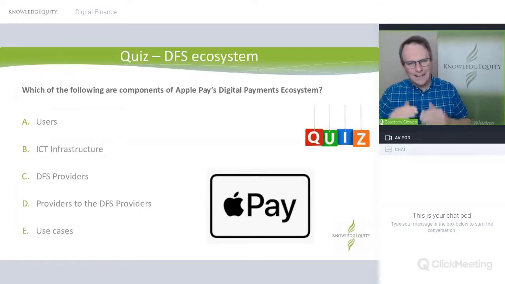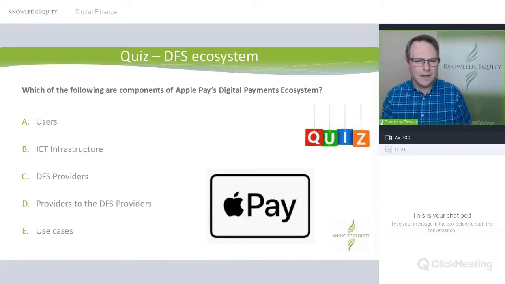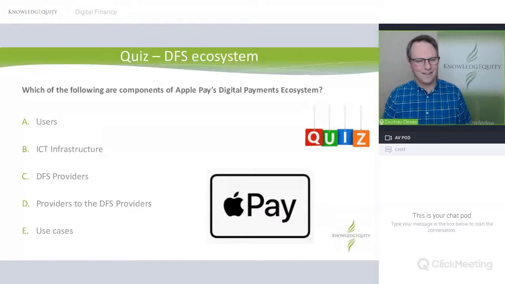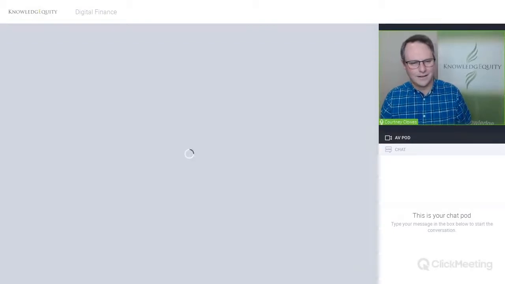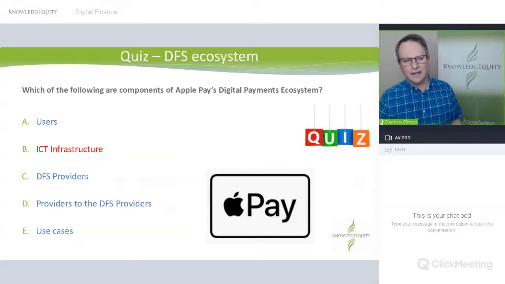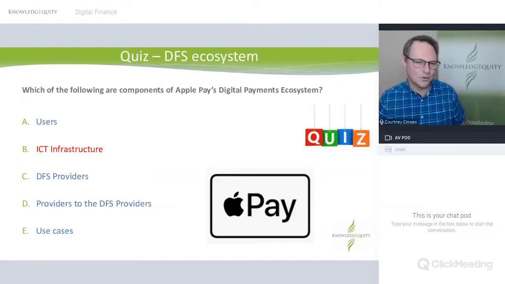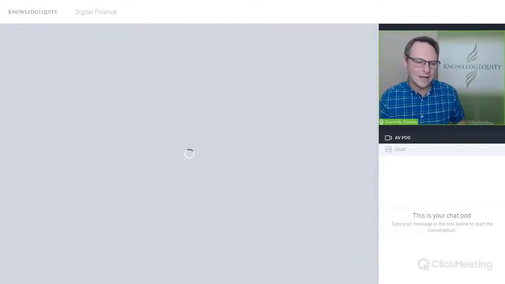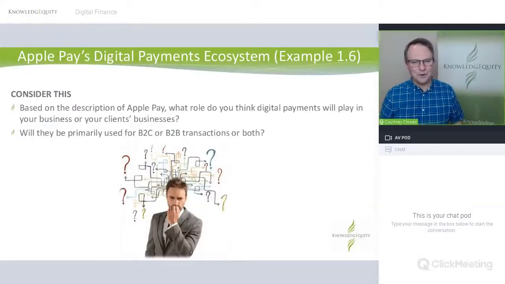Which of the following, if you read through example 1.6, are components of Apple's digital payments ecosystem? Take a moment to have a look at that. And we will see that A, C, D, and E are all components that are listed. Now, ICT infrastructure will be necessary at some point, but it's not listed as a key component. It's probably a sub-component, I guess, of making it work.